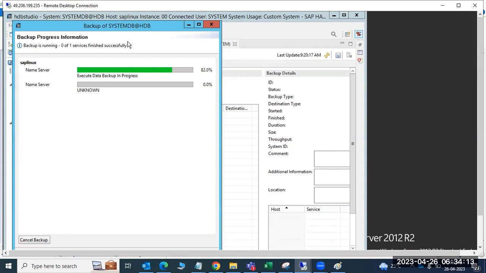Sometimes the system DB also will crash. So we need to recover it using the last system DB backup. But there is no use. Why? Because it's only the name server. It's only the name server, so that's fine. So we can take it out.